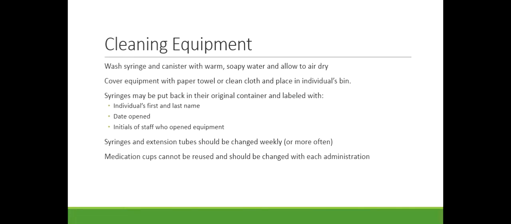Cleaning equipment. Wash the syringe and canister with warm soapy water and allow to air dry. Cover equipment with a paper towel or a clean cloth and place in the individual's bin. Syringes may be put back in their original container and labeled with the individual's first and last name, the date the syringe was opened, and the initials of the staff person who opened the equipment.